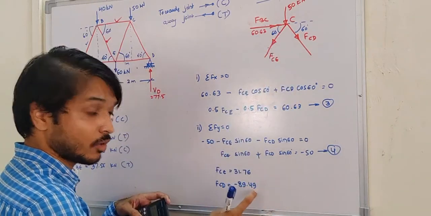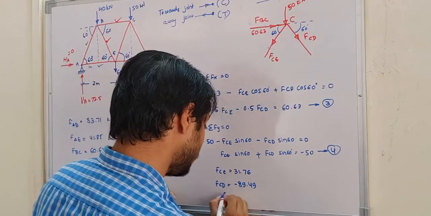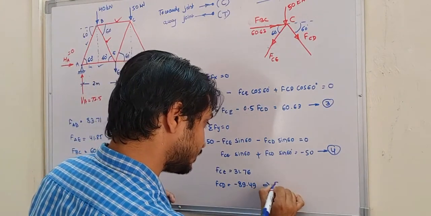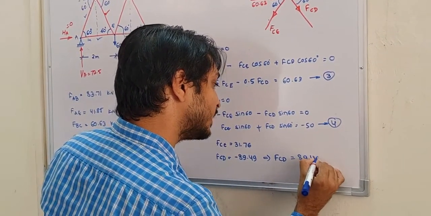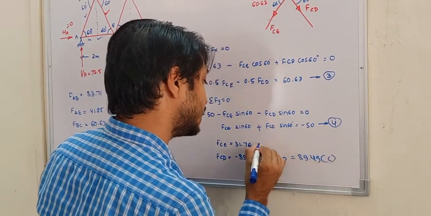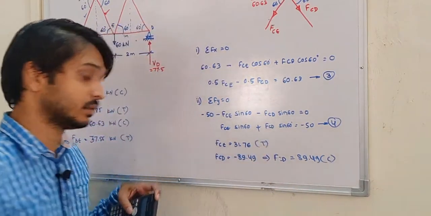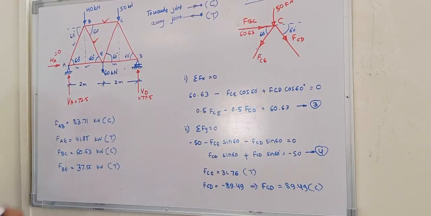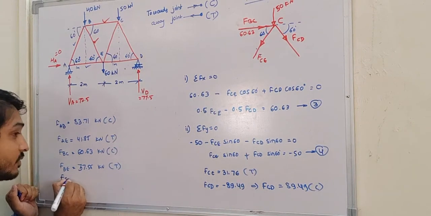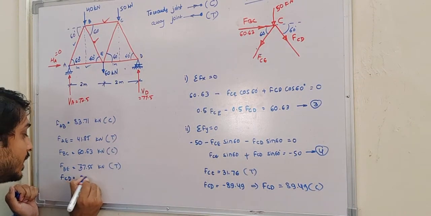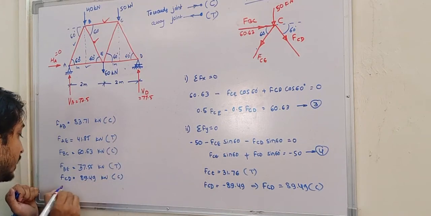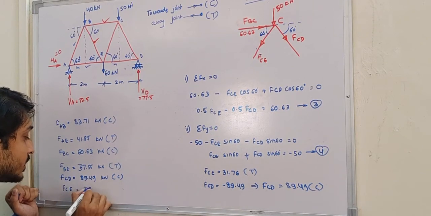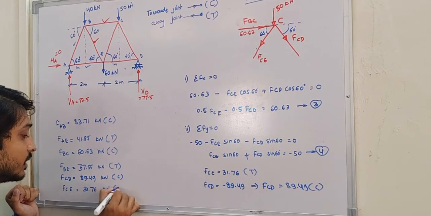What I've taken again? Tension, but I've got opposite of that sign. So therefore I'll write it as FCD is equals to 89.49. This is compression and this is tension. So I'll write the values here. FCD 89.49 kilonewton, that is compression, and then FCE, that is 31.76 kilonewton, that is tension.